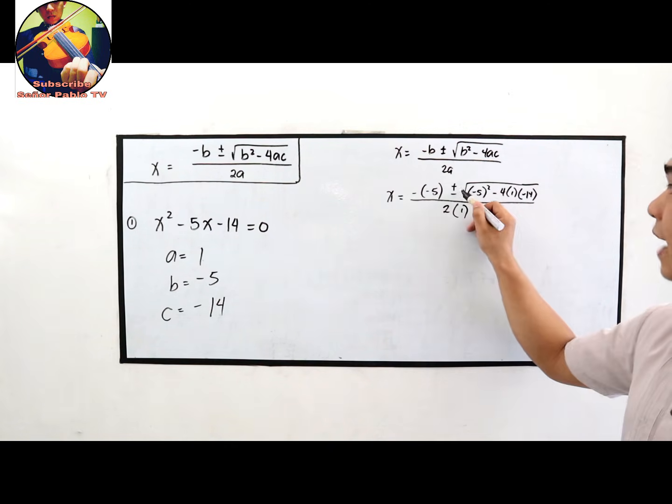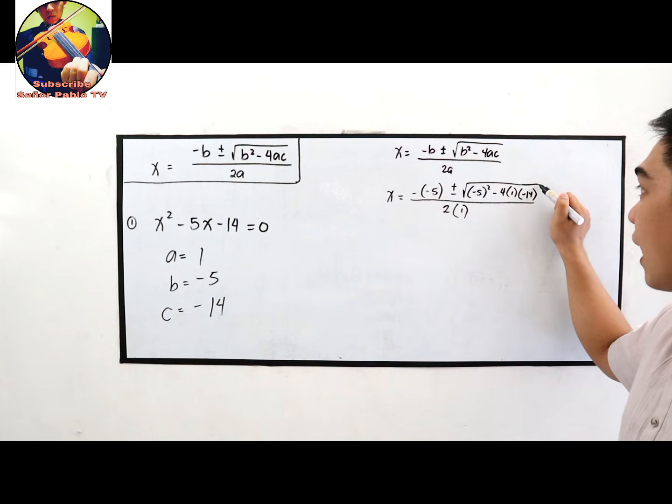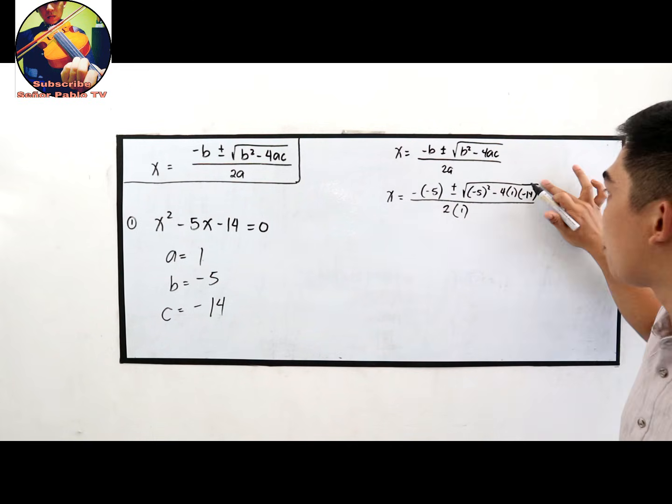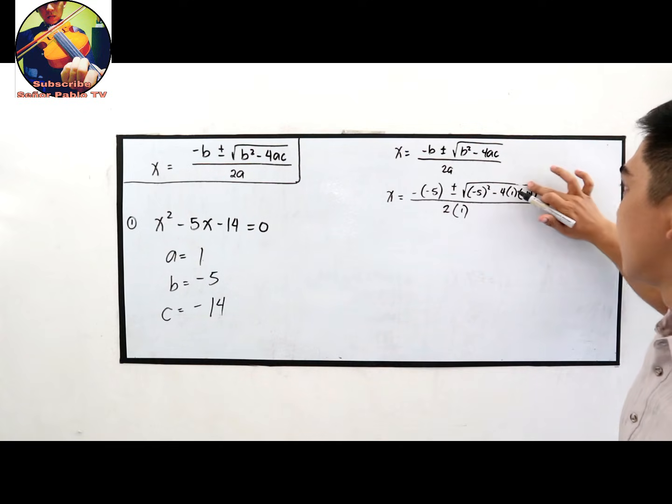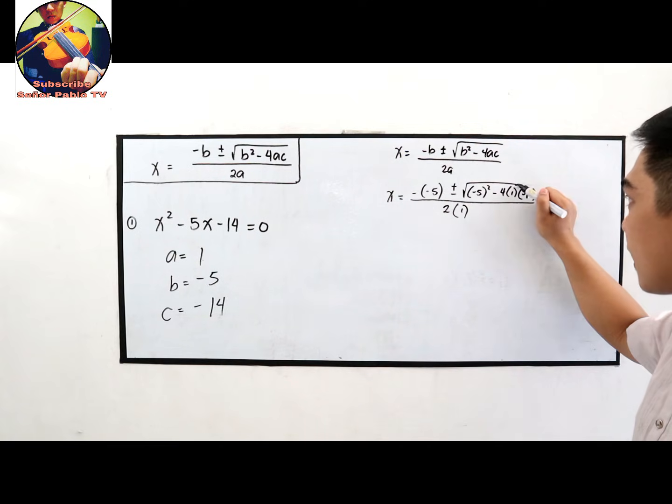Sa pagsusulat ng ating radical sign, dapat kung saan yung number, doon din siya mag-end. Hindi mo pwedeng i-cut lang hanggang dyan. Hindi siya pwedeng incomplete lang. Dapat hanggang dito.